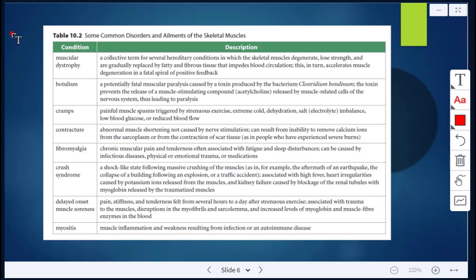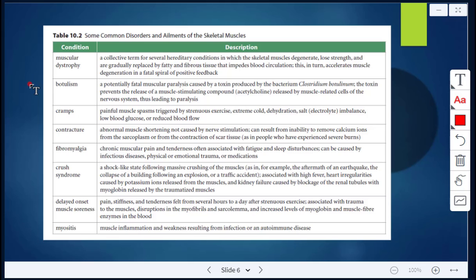So this chart is going through some of the common disorders and ailments of the skeletal muscles. So muscular dystrophy, it's a term for several hereditary conditions where the skeletal muscles start to degenerate, they lose their strength, and they gradually get replaced by fatty and fibrous tissue that impedes blood circulation. It accelerates muscle degeneration in a fatal spiral of positive feedback.